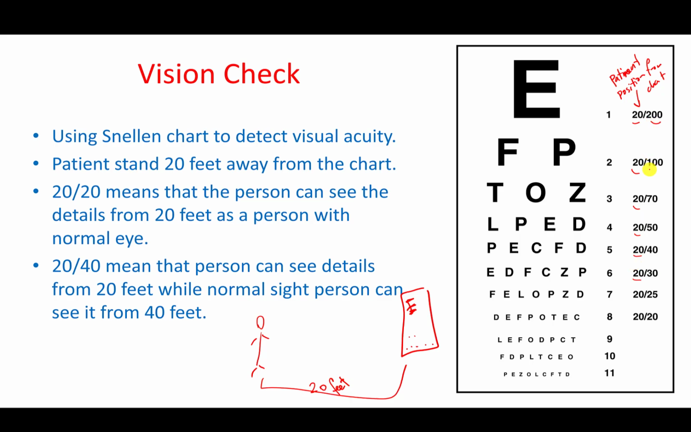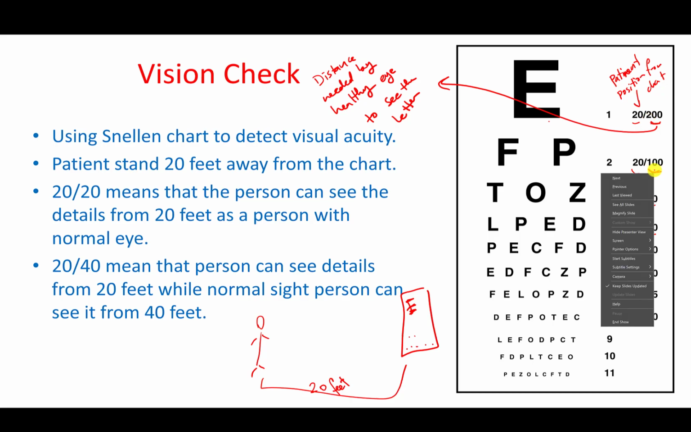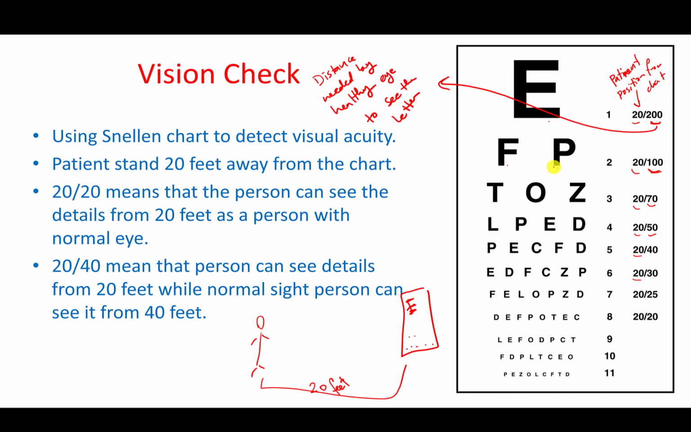Then the other number is the distance needed by a healthy individual, an individual with a healthy eye, to see the letter. What does this mean? It means that a person with a healthy eye can see this letter E from 20 feet. Here, the 100 means that a person with a healthy eye should be able to see those two letters, the F and P, from 100 feet, and so on. At 40, it means that a person with a healthy eye should be able to see those letters from 40 feet.